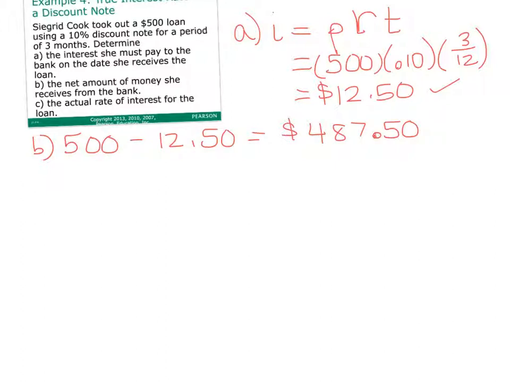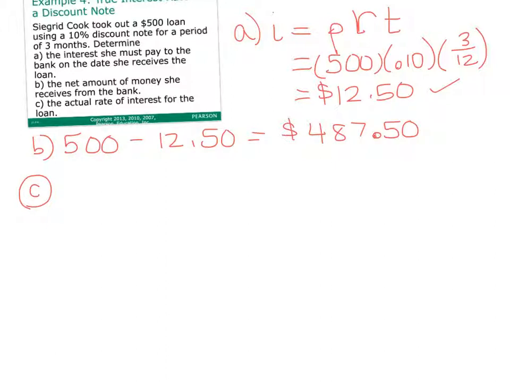Chances are, if you need to borrow $500, you probably don't have the $12 to pay them for the loan, so they usually take it out of the money that they lend you. Okay, and then question C. Determine the actual rate of interest for the loan.